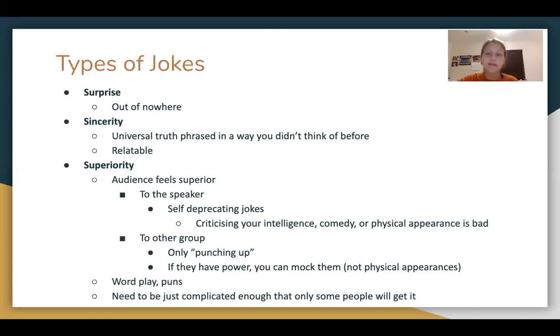And then other types of superiority jokes, besides feeling superior to people, are wordplays and puns. You want to make them complicated enough that only some people understand them, so they feel superior, they feel special that they're getting a joke that you didn't expressly try to make funny, like wordplays and puns, like I was saying.